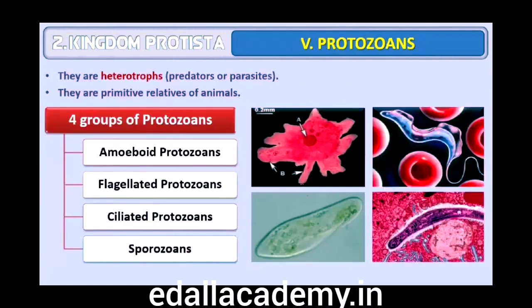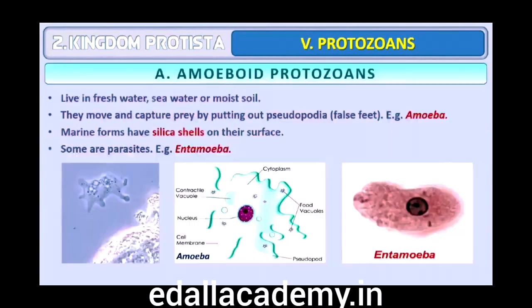Fifth is protozoans. All protozoans are heterotrophs and live as predators or parasites. They are believed to be primitive relatives of animals. There are four major groups of protozoans. Amoeboid protozoans. These organisms live in freshwater, seawater or moist soil. They move and capture their prey by putting out pseudopodia, false feet, as in amoeba. Marine forms have silica shells on their surface. Some of them, such as Entamoeba, are parasites.